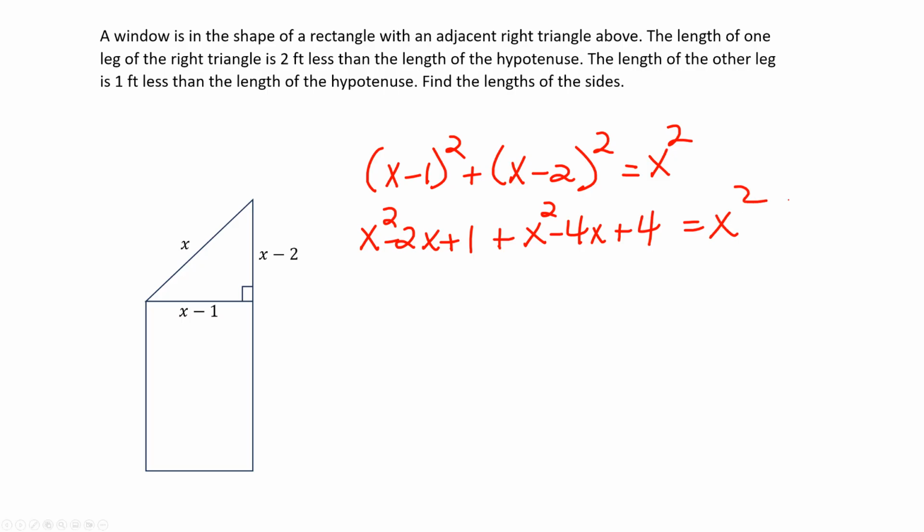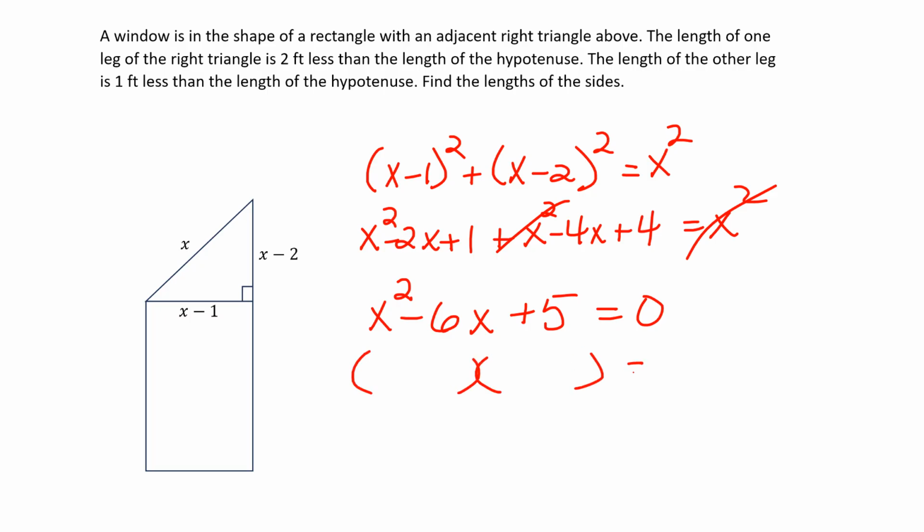So I want to get this the way a quadratic equation needs to be so that it can be solved. First thing I can do is cancel this x squared and that x squared. And all I'm left with on the left side now will be x squared minus 6x plus 5 is equal to 0. This is also very easy to factor. No need for the quadratic formula here. We've got x, we've got x, we've got 5, we've got 1, minus, minus. So (x minus 5) times (x minus 1) equals 0.